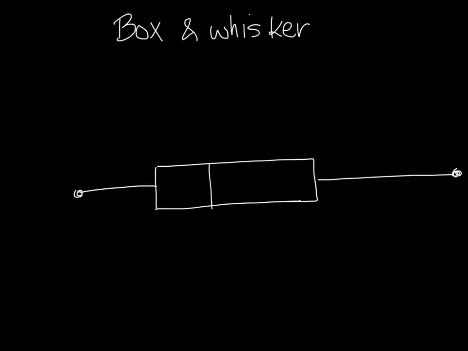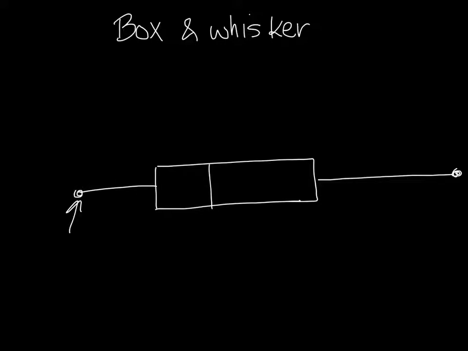A box and whisker plot is just another type of graph. You know, we do bar graphs, we do line graphs, we do all kinds of stuff. Well, a box and whisker plot is another kind of graph, and it shows a couple different things. It shows the spread of the data and where things are. So just kind of giving you an idea about this.